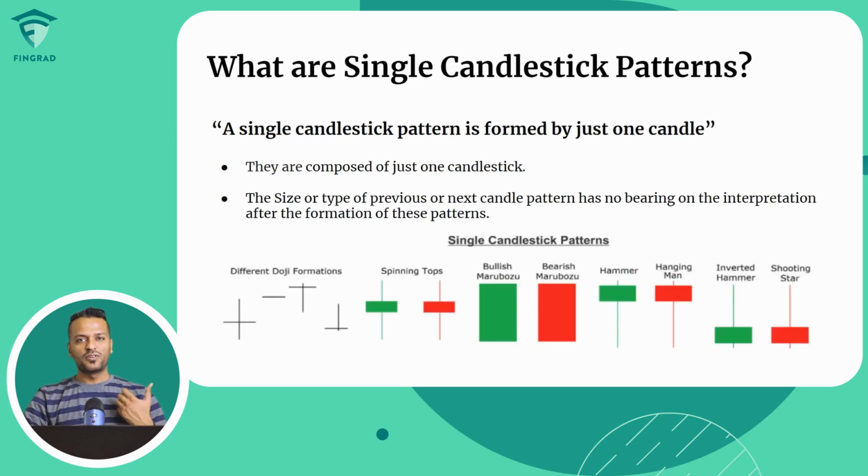Now, these are some of the candlestick patterns we'll be talking about: different Doji candlesticks, spinning tops, Marubozu patterns, hammer pattern, hanging man, inverted hammer and shooting stars.